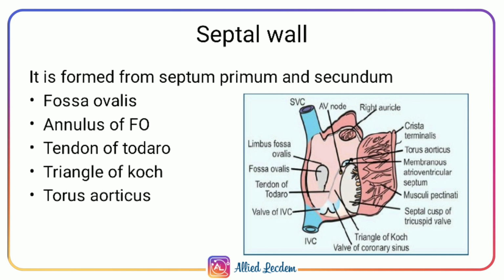Tendon of Todaro, a prominent ridge between the IVC and coronary sinus. Triangle of Koch. This region comprises the coronary sinus, torus aorticus, and right atrioventricular orifice. The torus aorticus is a small indentation in the septal wall due to the aortic valve, which runs beside the septum.